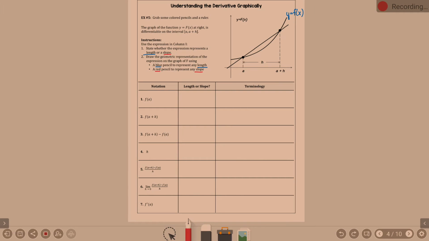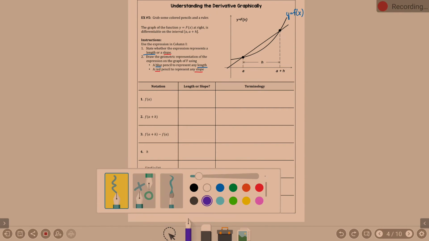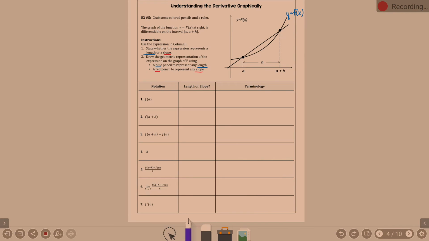Okay. f of a. Oh, wait. What are your thoughts about f of a? But Doug said length, so I feel like I should switch my answer.